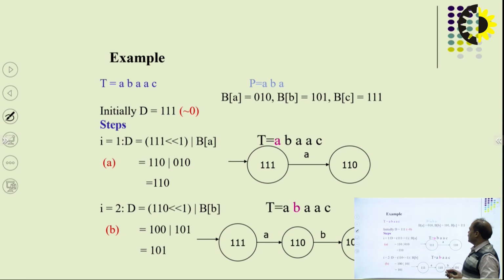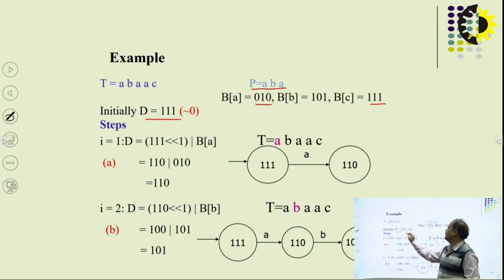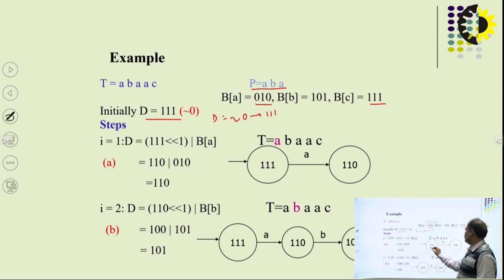So P is ABA, right? The pattern is ABA. What is B of A? It is very easy. B of A is 0 1 0. You start from 0, then 1. B of B is 1 0 1, and C is not occurring at all, so B of C will be all 1, right? As I said initially, D will be all 1 because D is the complement of 0, which is all 1. Initially the state vector has all bits 1.